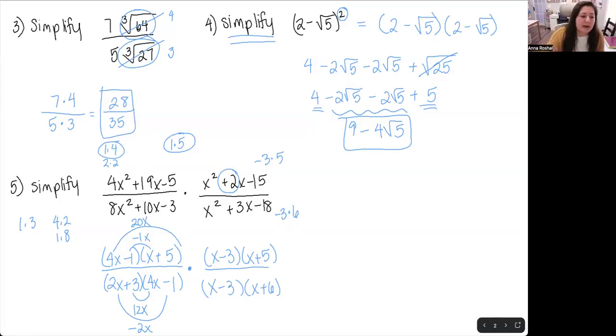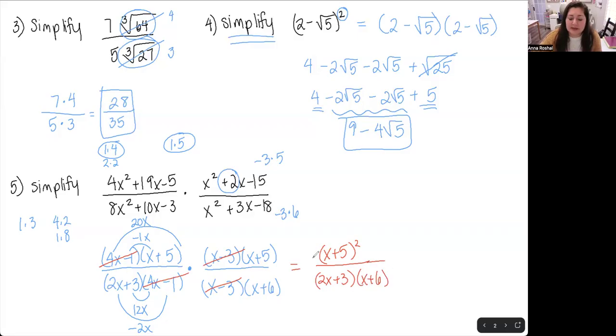Amazing. So now I'm going to do a different color, and now I can simplify things. So this and this is the same, it's fully simplified. This and this is also the same, fully simplified. That is it. That's all I can simplify, because in the numerator, I have this x plus 5 squared. And in the denominator, I have 2x plus 3 times x plus 6. There is nothing else I can do with this.